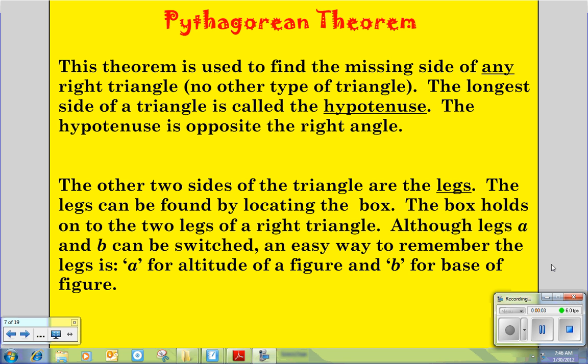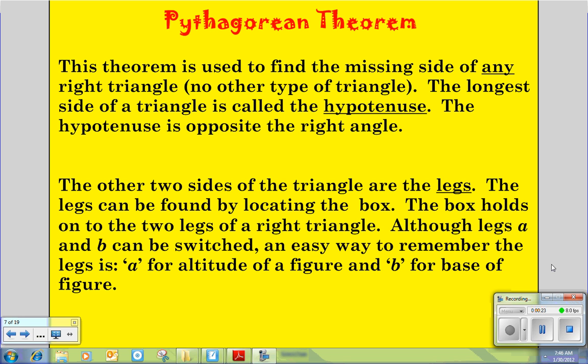We're talking today about Pythagorean theorem. Pythagorean theorem has to do with right triangles and the length of their sides. In order to be able to do Pythagorean theorem, you're going to have to identify that it is a right triangle, and of course a right triangle has a 90-degree angle for one of its angles.